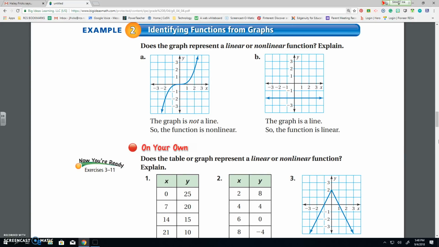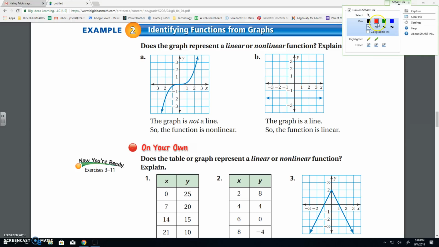Alright, so looking at example 2, it says identify a function from a graph. So it says, does the graph represent a linear or non-linear function? And explain. So the first thing we're going to do is pay attention to this graph. If you notice, you see how it has that little curve. I know I didn't draw anything there, but follow my cursor. You'll see how this has a curve to the line, okay?